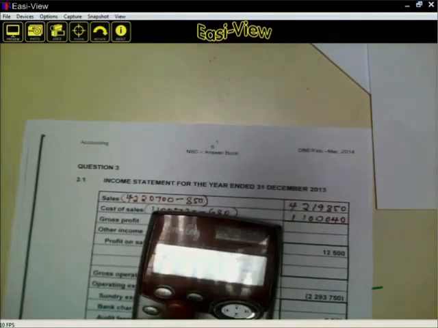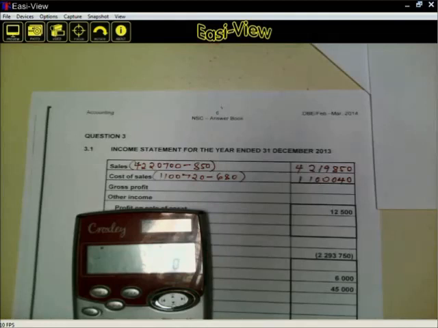So we are saying cost of sales is 1,110,720 minus 680 rand. Then we'll be having 1,110,040. Then we have gross profit. We are going to say cost of sales must be subtracted, hence it must be in brackets.